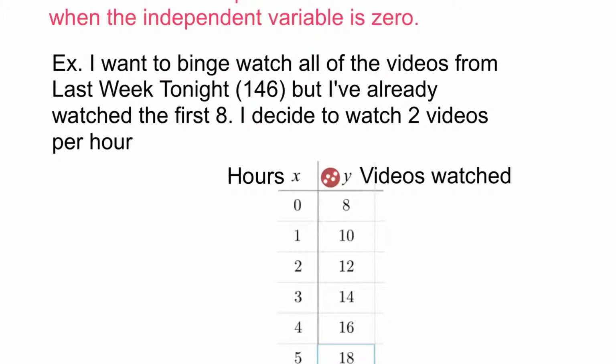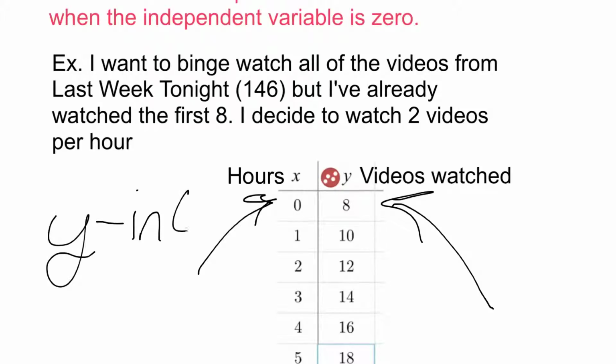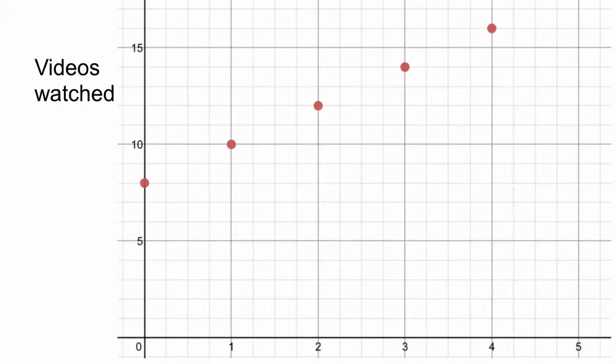If we notice, our independent variable here is equal to 0, and our dependent variable is equal to 8. This makes our y-intercept 8. It's a little bit easier to see on a graph, because if we take a look at this line right here, it's literally intercepting the y-axis at 8. That's why it's called the y-intercept.